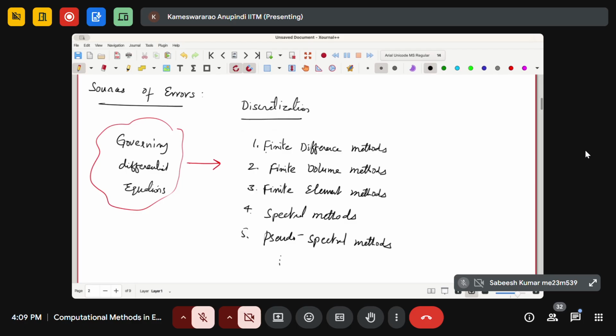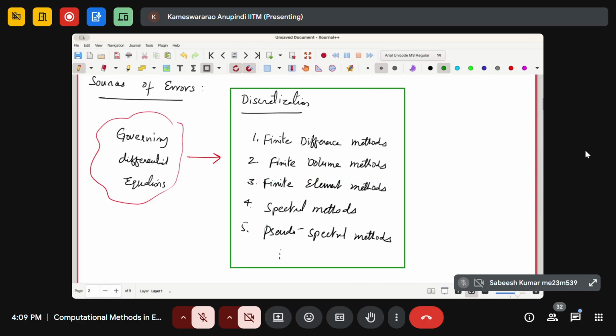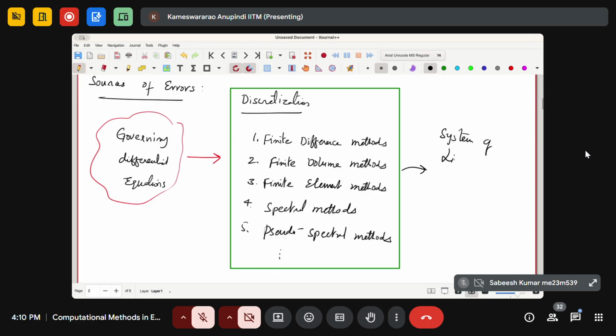Several other types of methods are available, using which you're going to apply discretization and then convert the governing differential equations into a system of either linear or nonlinear algebraic equations. Most likely you're going to convert them into a set of linear algebraic equations. So that's what you're going to convert them into.